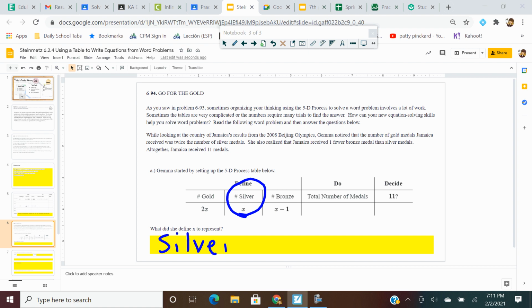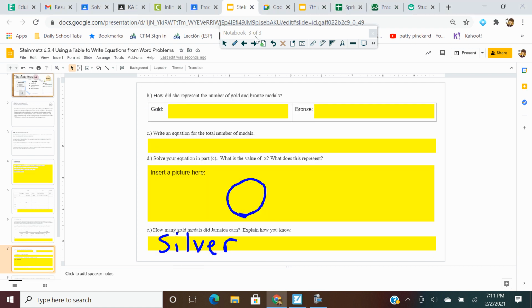So that's what x represents. Then it goes on to ask us in the next one, what is gold? So gold was 2x and bronze is x minus 1. And we just take it straight from the table. So then to write an equation, I take my 3 columns and I combine them together.